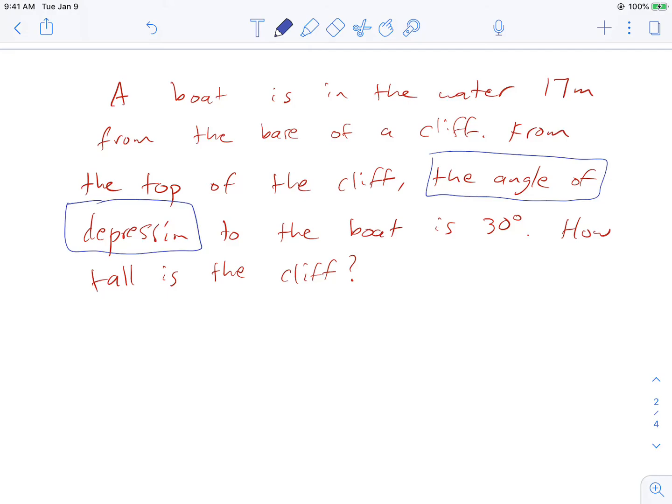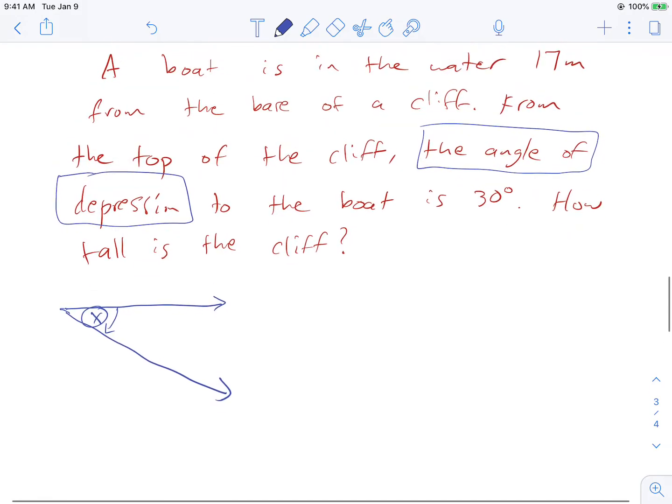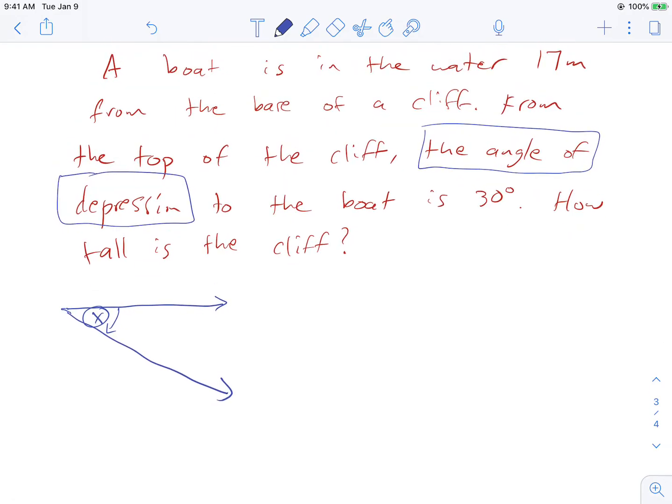So how that looks. Angle of depression means we start out at the top, and then we look down. So here is my angle of depression. And angle of depression is a little trickier, and I will show you why that is. So we have a boat, and it's in the water 17 meters from the base of our cliff. So here's my cliff, and we have a boat right here. And now it says this distance in here is 17 meters. Now, from the top of the cliff, the angle of depression to the boat is 30 degrees.